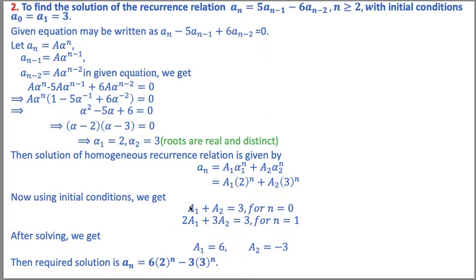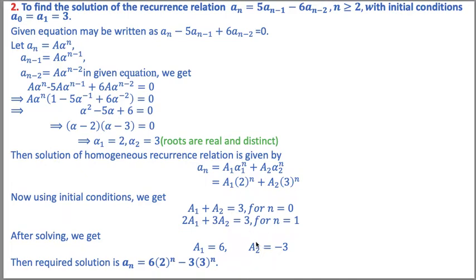These equations are easy to solve. We can multiply the upper equation by 3. If we multiply this upper equation by 3, we get 3a1 plus 3a2 equal to 9. If we subtract the two, 3a1 minus 2a1 is a1, and 9 minus 3 is 6. So we get a1 equal to 6. I have skipped the calculation work here because you can easily solve this equation.